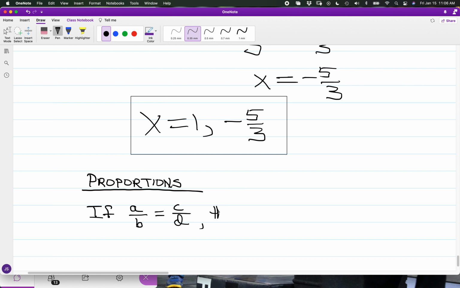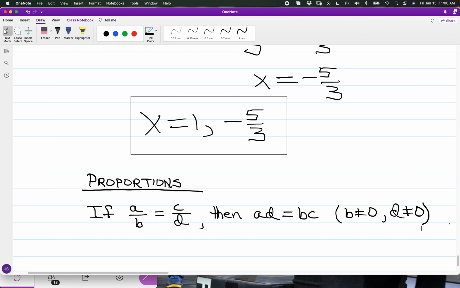then you're going to have what will be referred to as proportional cross products. In other words, A is going to be mapped with D, and B is going to be mapped with C, such that the proportional cross products, A times D, is going to be equal to B times C. And this is on the condition that our original denominators are non-zero, so B does not equal 0, and D is also not equal 0.